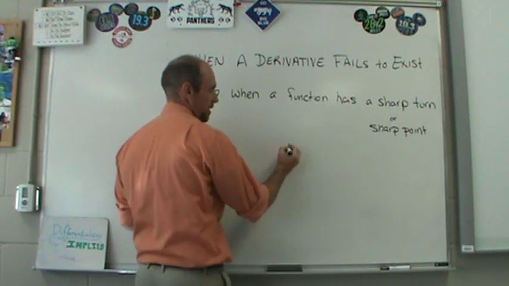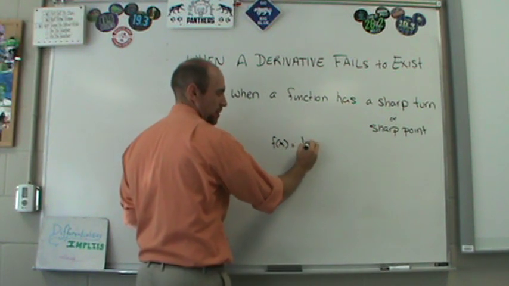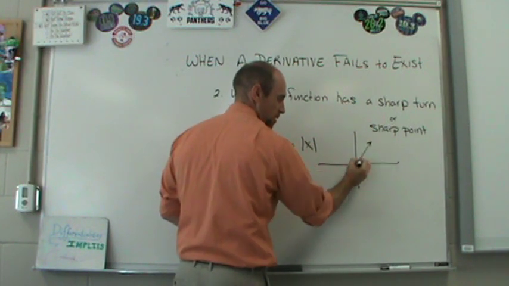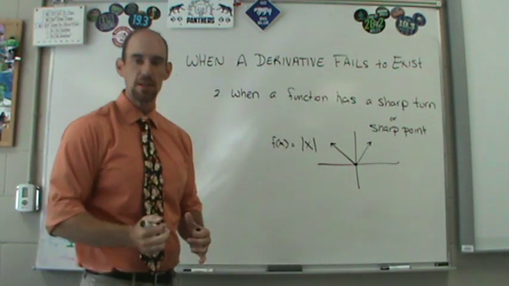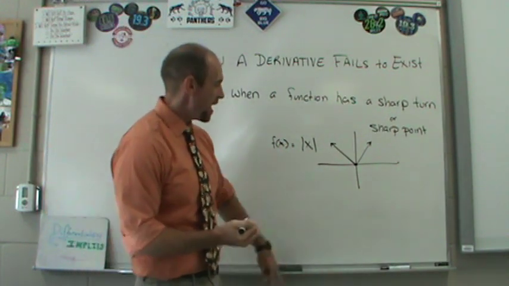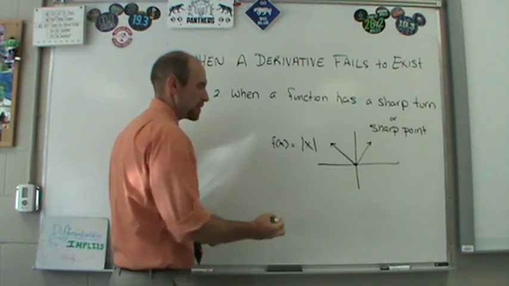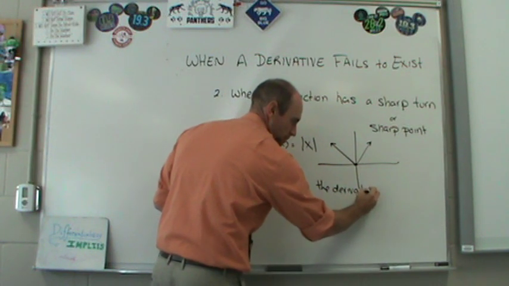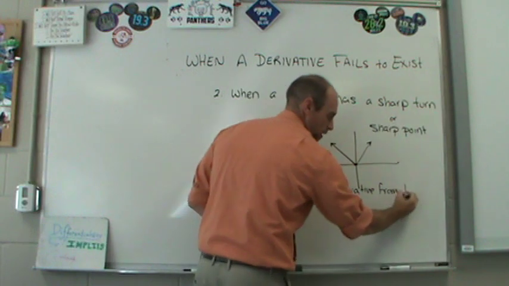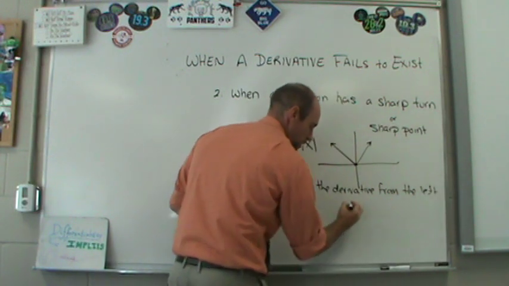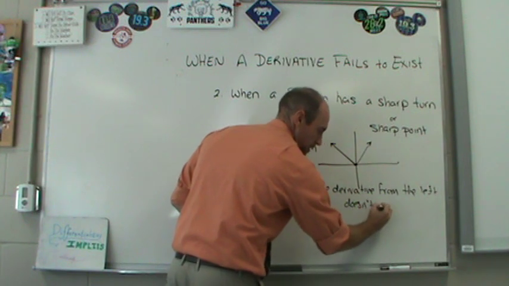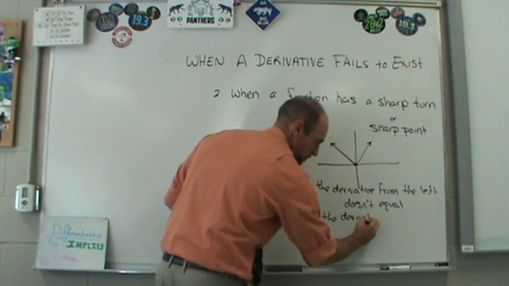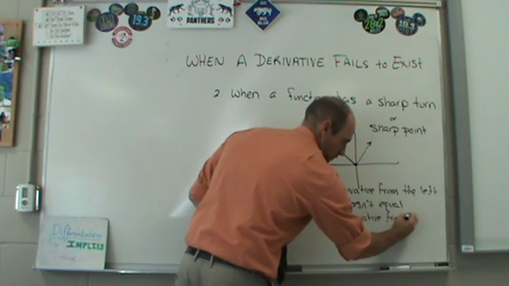The reason because, all right, let's look at a function real quick. Most common would be absolute value of x. That makes our V shape here at 0. Well, that point of the V would be considered a sharp point or a sharp turn. And the reason why the derivative doesn't exist is because the derivative from the left doesn't equal the derivative from the right.